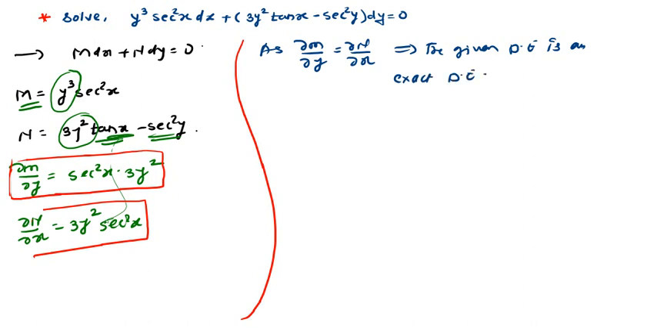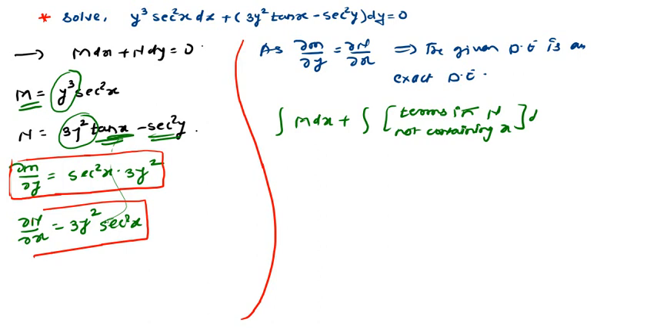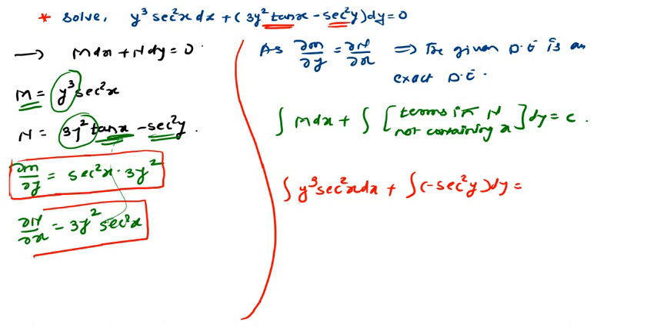Now once it is an exact differential equation, we can find its solution by finding the integration of M dx plus the integration of the terms in N not containing x, dy, equal to constant. So put the values. What you will get is the integration of M, which is y cube sec square x dx, plus the integration of terms in N not containing x. So this term contains x and this term does not contain x, so we take only minus sec square y dy equal to constant.